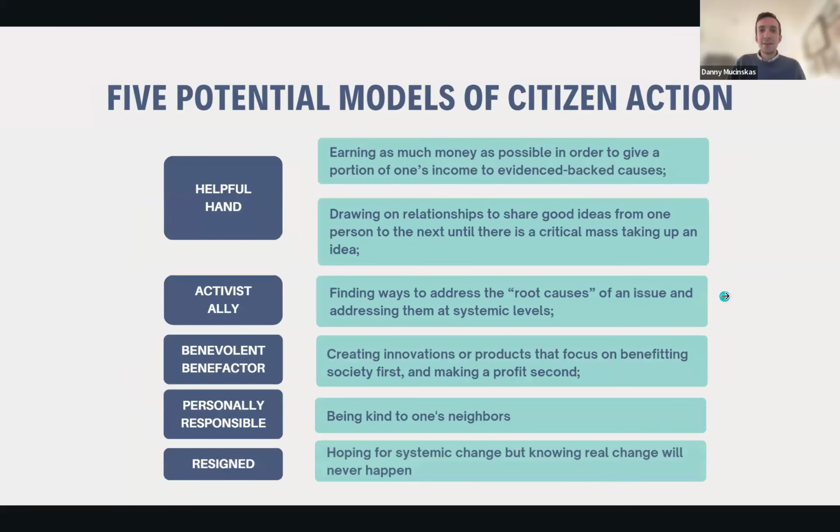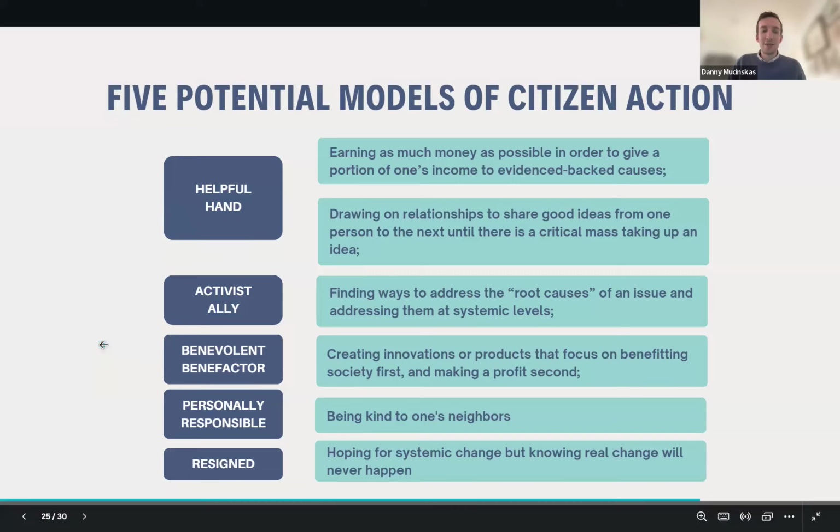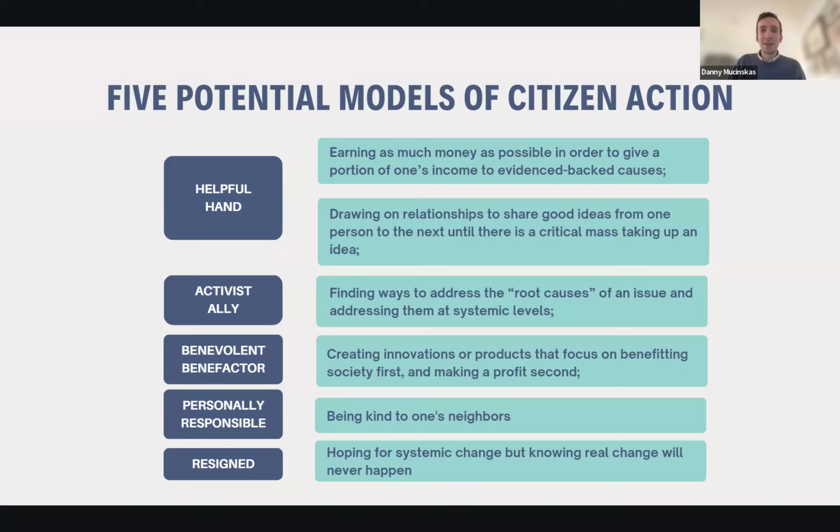And then secondly, we also used this model of citizen action and thinking about how people can make an impact in the world. So here is the shorthand on the left, definitions of some of these ways of thinking about what citizen action can look like, and maybe some examples of what it looks like in practice. So the idea of being a helpful hand to other people, like I described, donating to charity or drawing on some relationships to help others.